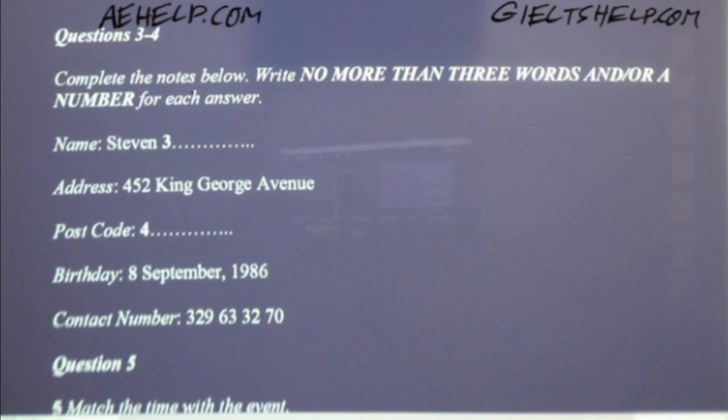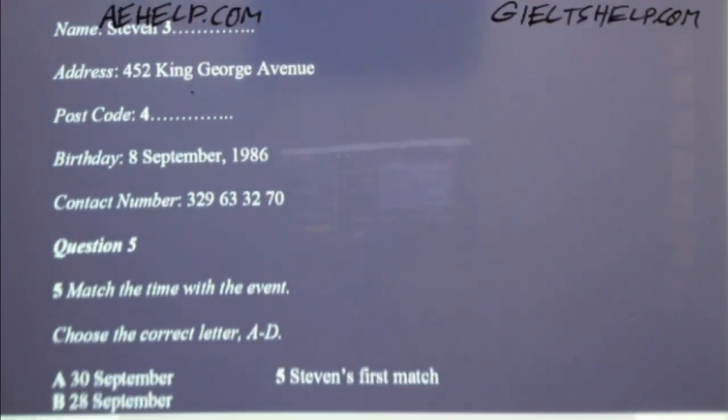I live in Chester, of course, at 452 King George Avenue. The postcode is MS868P4. MS868P4? Yes, that's right. And your date of birth, sir? The 8th of September, 1986.